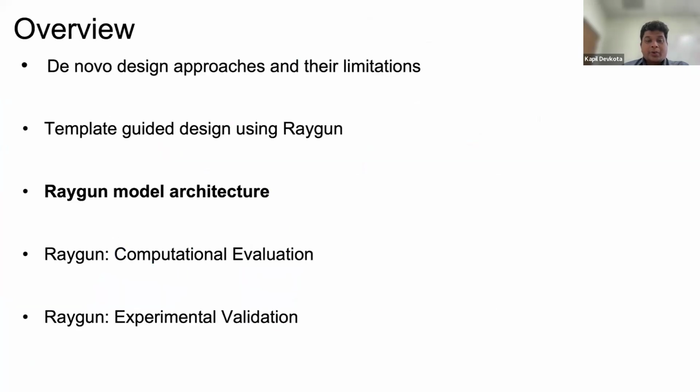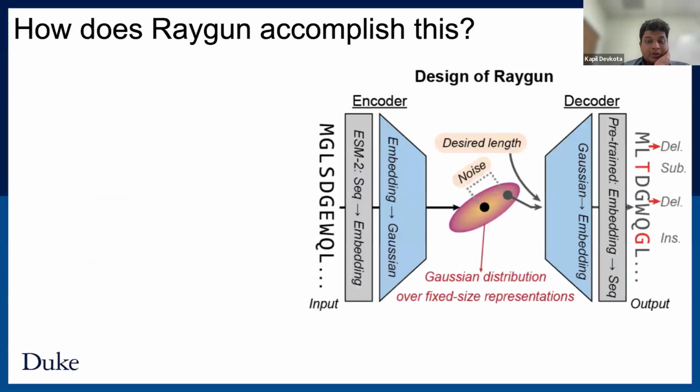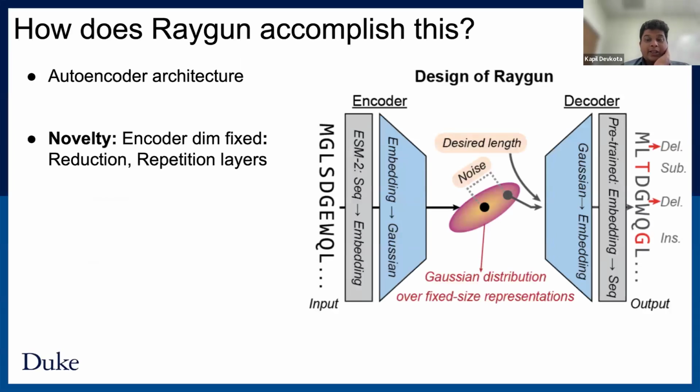So how does Raygun incorporate template guided design in its internal architecture? We are going to explain that in this section. Raygun is basically an autoencoder model with one novelty. The novelty here is that the encoder part can shrink any variable length protein into a fixed dimensional space. You can take any length input, and the encoder layer converts the variable length embedding obtained through ESM2 to a fixed length representation space.